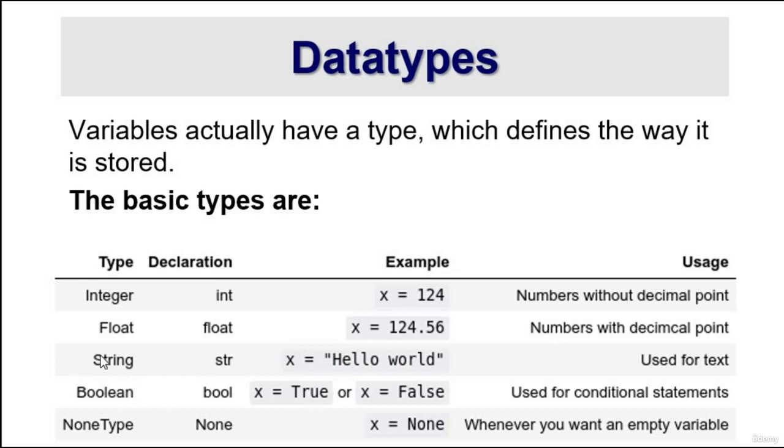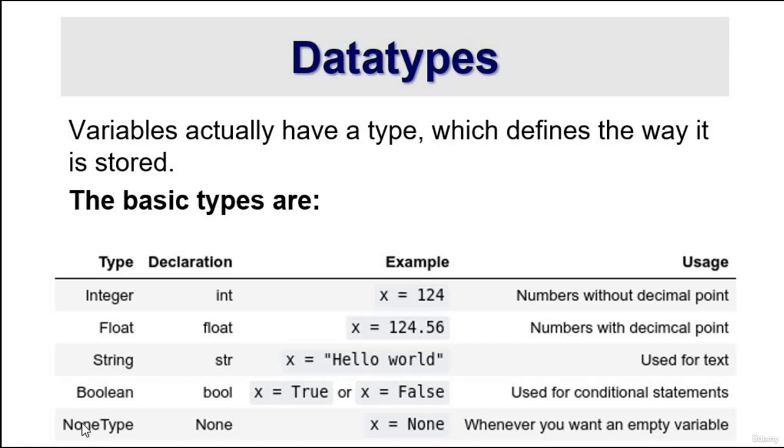Then we have a string, and we declare it by using the keyword str. So x = "hello world". Anything enclosed in double quotation marks is called a string, and it's used for text. Then we have a boolean. This is not a very basic data type, and we don't use it commonly. Boolean has the keyword bool, and x = True or x = False. So we are playing with true and false values when using the boolean data type, and they are used for conditional statements.